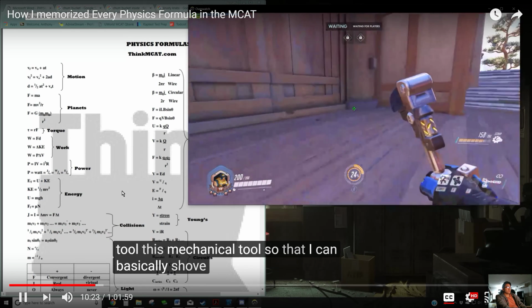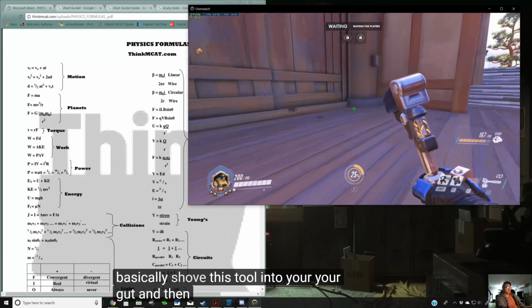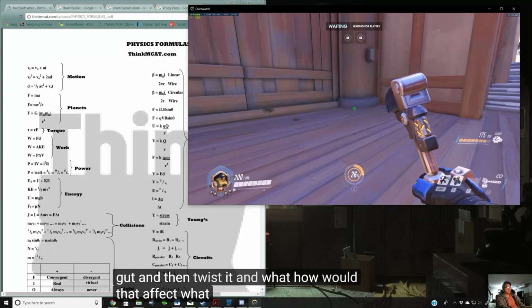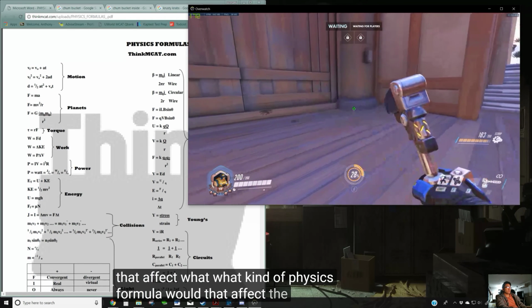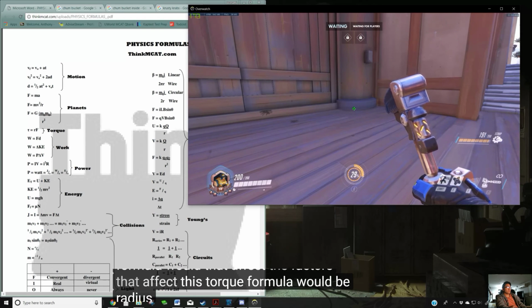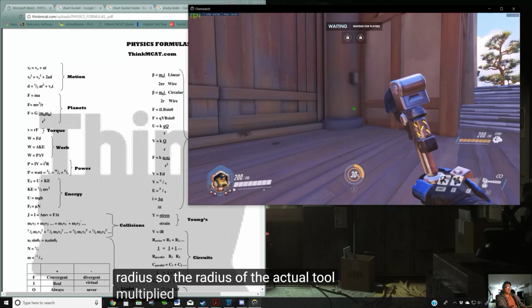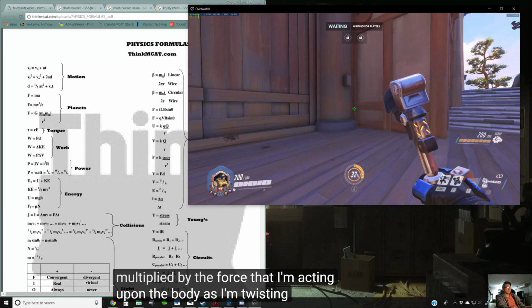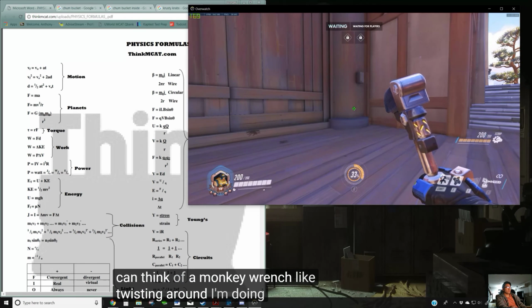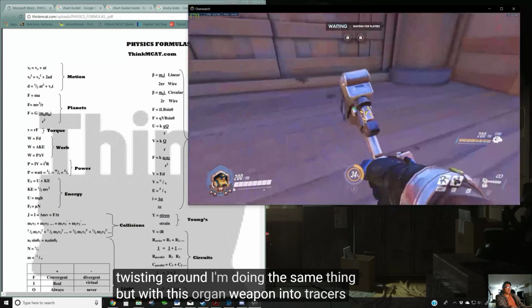I can basically shove this tool into your gut and then twist it. And how would that affect, what kind of physics formula would that affect? The factors that affect this fourth formula would be radius, so the radius of the actual tool multiplied by the force that I'm acting upon the body as I'm twisting it. So you can think of a monkey wrench like twisting around. I'm doing the same thing but with this overhand weapon into Tracer's abdomen, right?